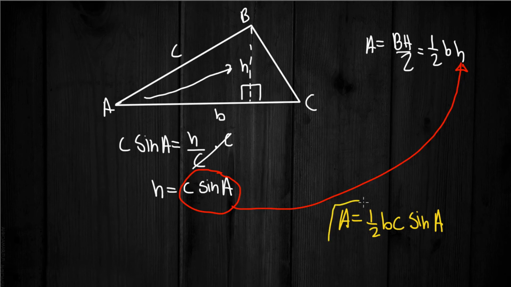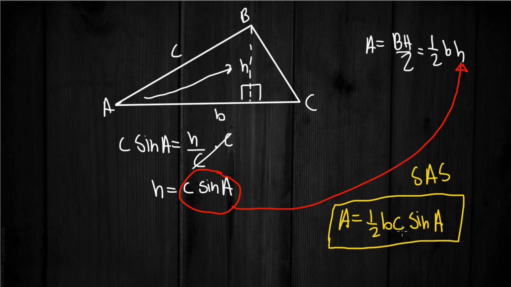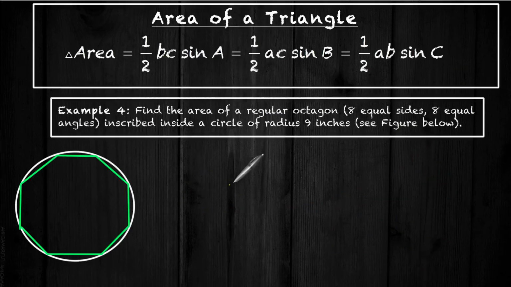Now we have a new formula that we can use for any side angle side triangle. Notice you need two sides, B and C, and the angle between the sides, which would be A. You could also have A and B, sine of C, or A and C, sine of B. But the key is you must have the two sides and the angle between the sides.